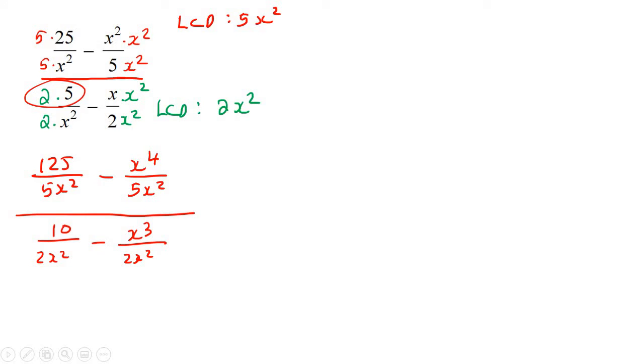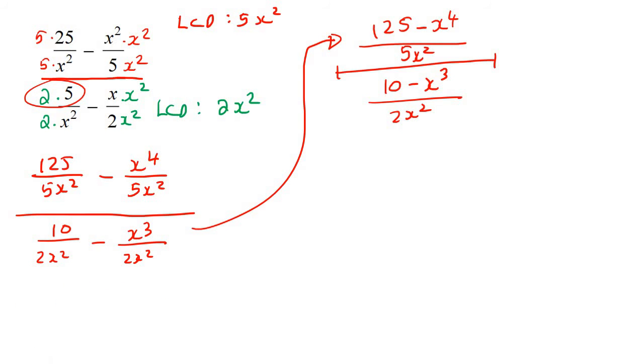So what we now have to do is just put all of this together. That's going to become 125 take away x to the 4 over 5x squared, divided by 10 take away x cubed over 2x squared. Let me write this somewhere else. What's nice about this now is you have one term at the top, one term at the bottom. That's what you want. Now you can use your keep, change, flip.